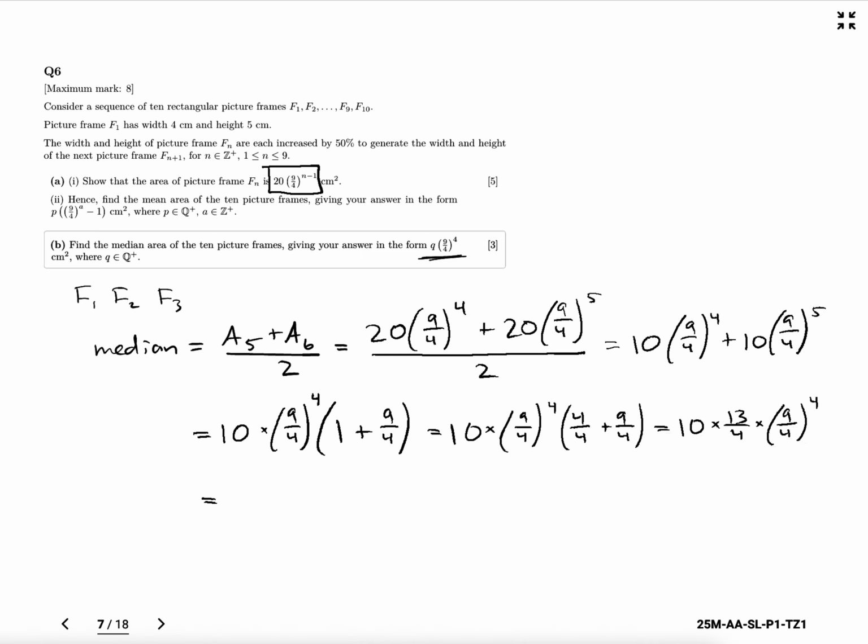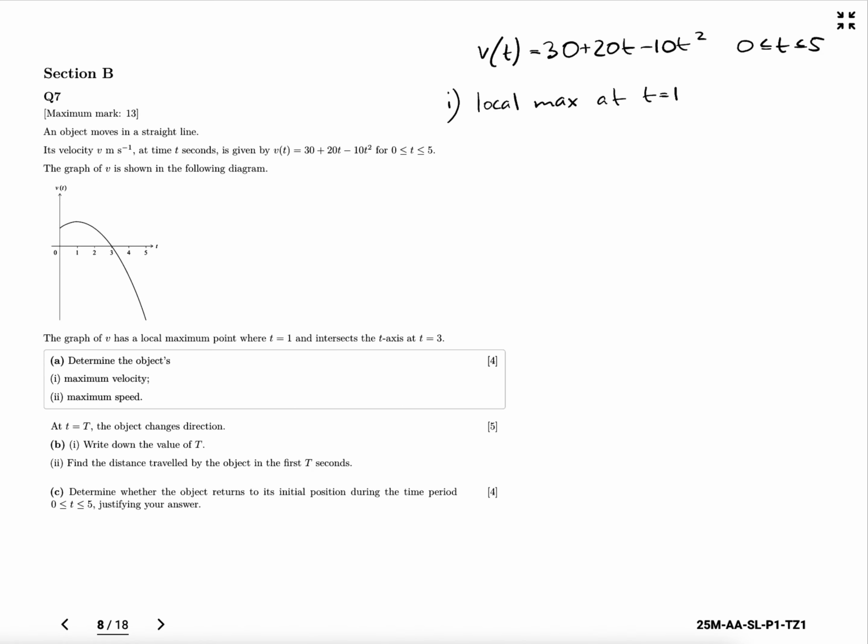And 10 and 4 are both divisible by 2. So it's the same as 5 times 13/2 times this. And 5 times 13 is 65. And now it's already in the right form, because Q is a positive rational number, and then we've got (9/4)^4.